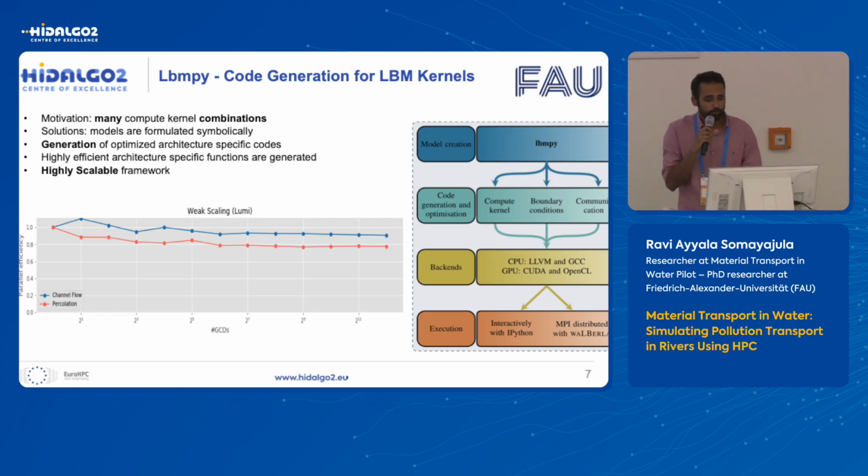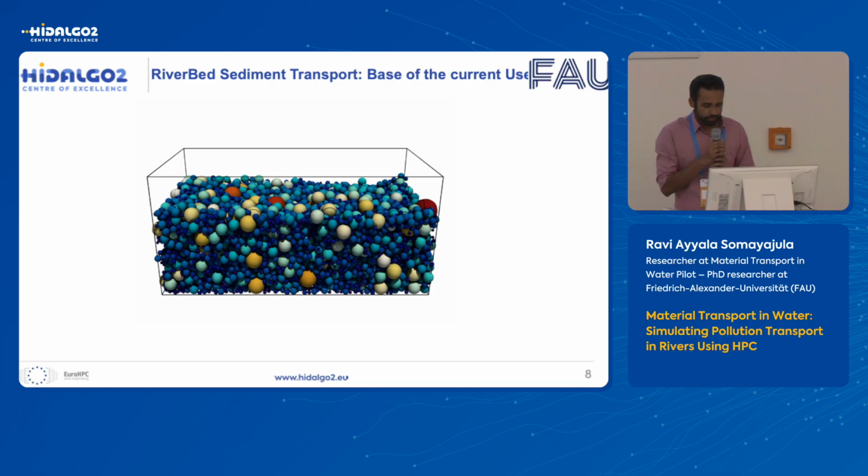Also, as you can see, this is one of the examples of a scaling run that we have conducted for a fluid particle coupled scenario, and it is capable of scaling on more than 2 to the power of 11 GPUs. I think this run has been done on the LUMI supercomputer. So this is one of the examples, or the base of the current use case. This is a riverbed simulation wherein we have particles transported in water, and this is the base of the current use case.